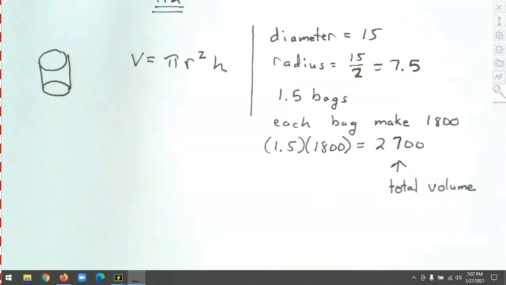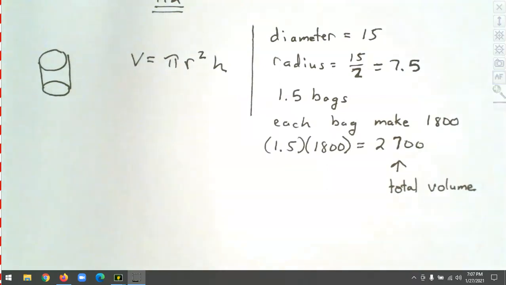So we've got all of our pieces laid out. We had to take our diameter and half it because we want the radius. Then we took our 1.5 bags of concrete and multiplied that by 1,800. Now I'm going to put everything back into our formula, and you can finish it from here.